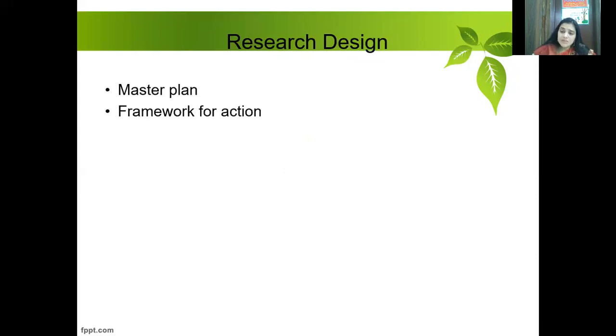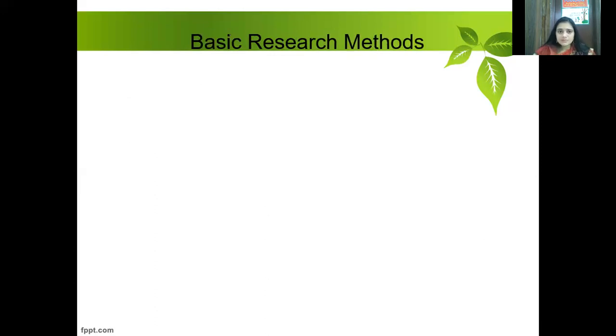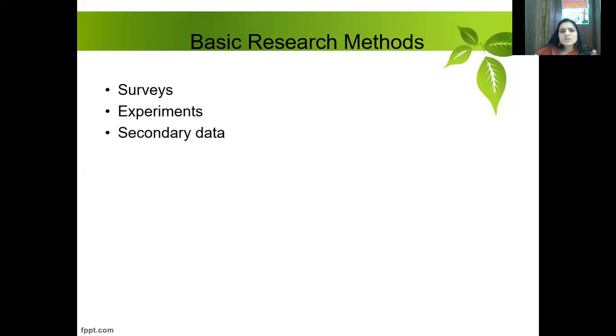Now actually the second step is research design. To reach this particular step, we were discussing all these things. Research design basically is a master plan which will be having all the information of further steps. This is actually the framework for action, and it specifies all the methods and procedures to be used further in the research process. Basic research methods are, we have already discussed them: surveys, experiments, secondary data, and some observations.